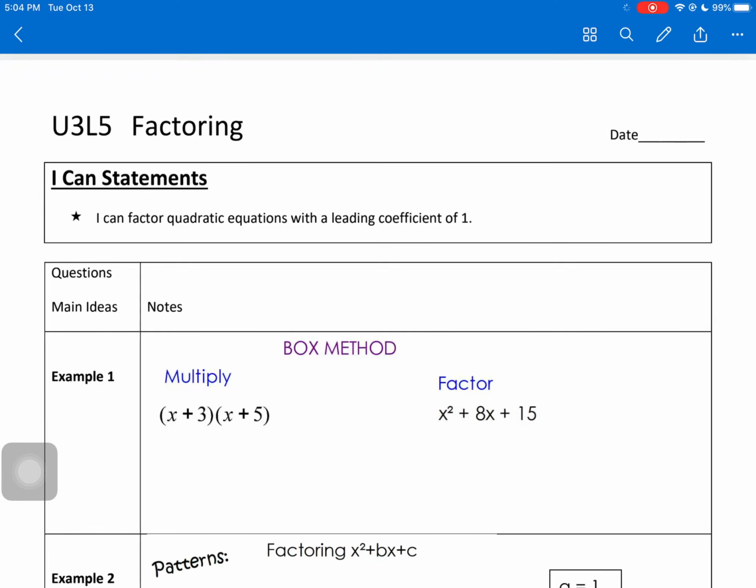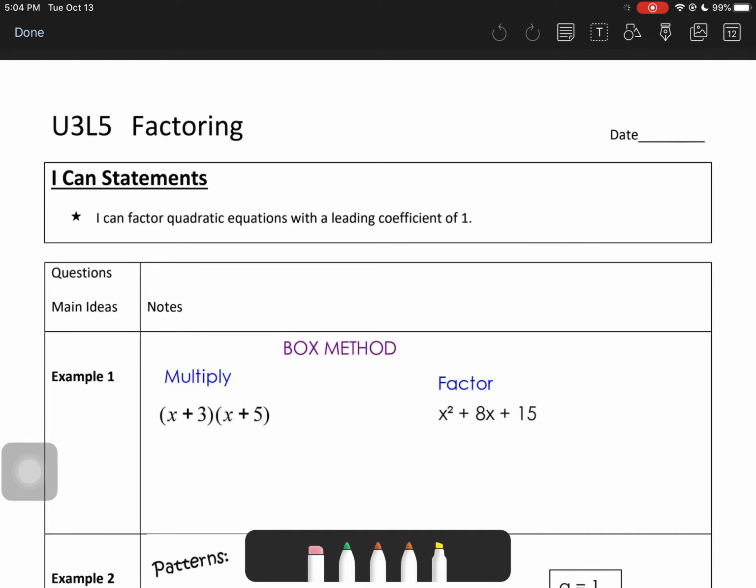In this lesson, we're going to review factoring. Remember, a factor is what we are multiplying together. So, in the first example, we wanted to just review FOILing, which we've been doing.